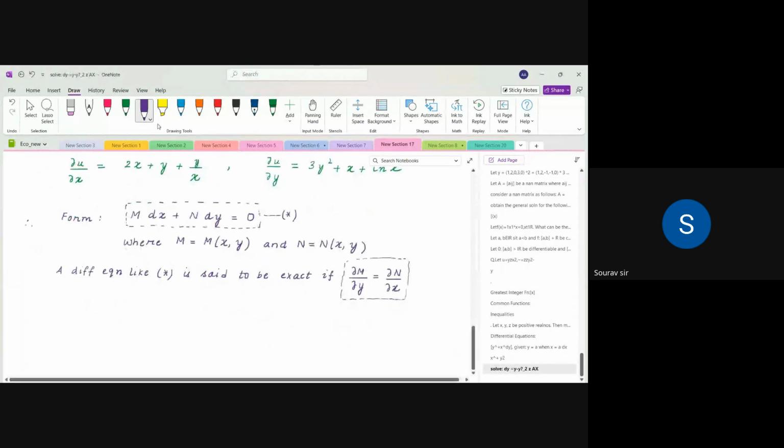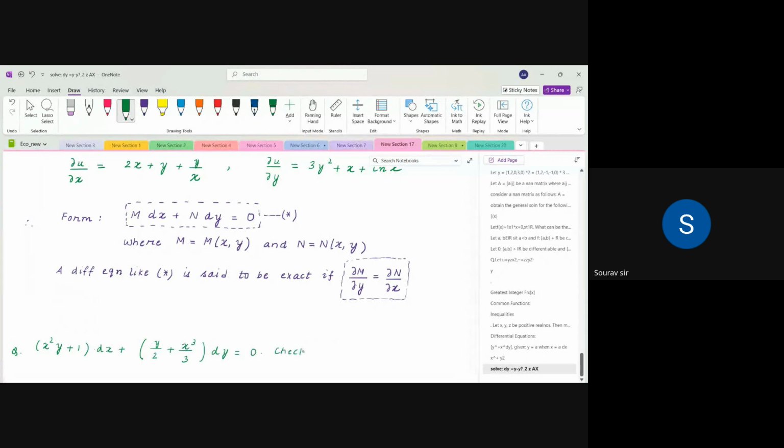Suppose I give you a question like this: (x square y plus 1) dx plus (y by 2 plus x cubed by 3) dy equals 0. Check if the differential equation is exact.